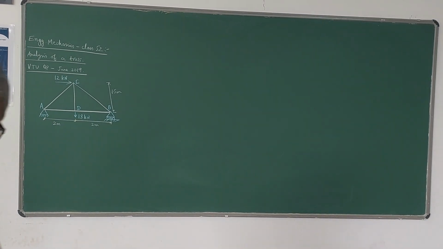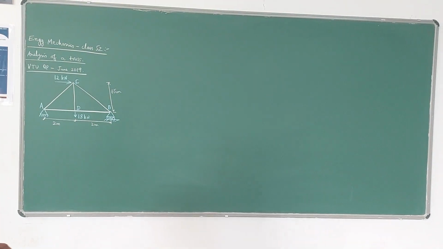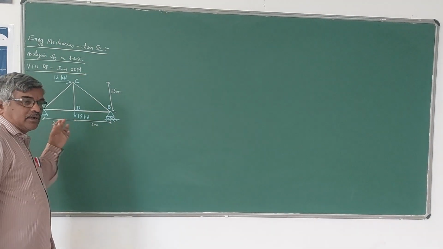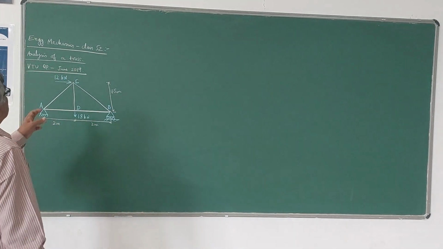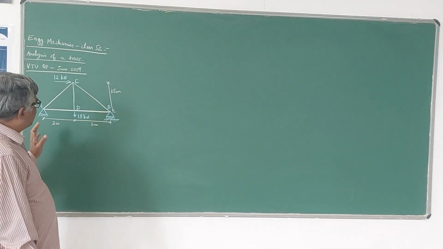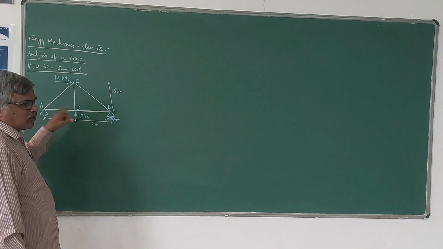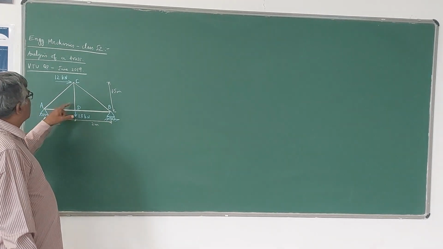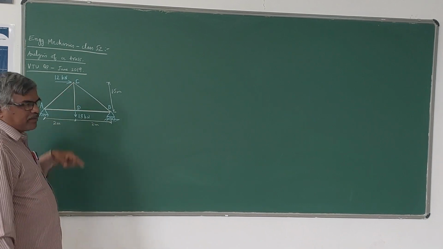So in this class, I will discuss the analysis of a truss problem. It is a question paper problem, VTU question paper, June 2019. This is the truss of the pin joint frame given with joints A, B, C, D. Four joints are there, and there are 5 members: AB, DB, AC, CD, and CB.